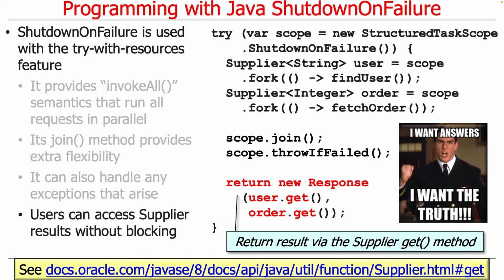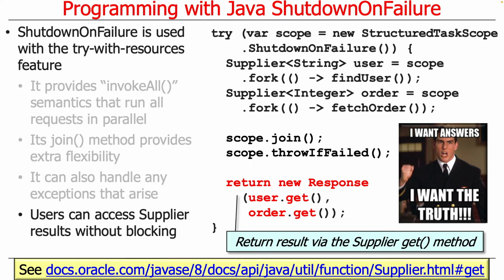Supplier is a Java functional type. It's been in Java since Java 8. And what it does is it returns the result that came back. In the version that's for your assignment, this will be a future, and you'll have to call the resultNow method as opposed to get. That's the slight little syntactic tweak.